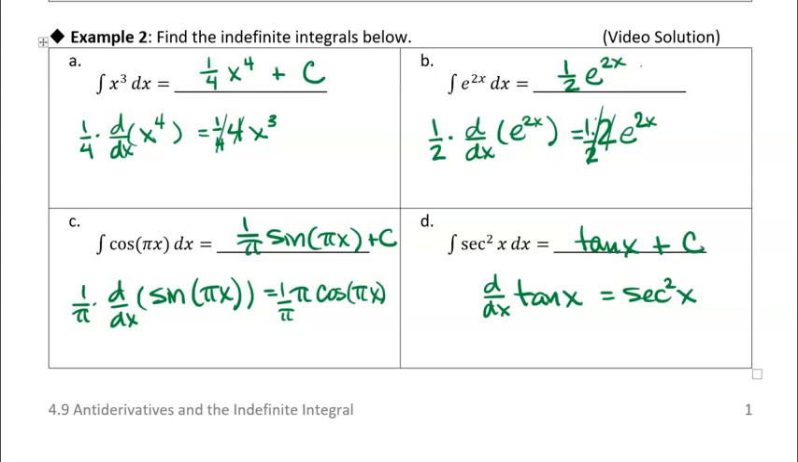Let's see. Did I lose my constant up here? Or did I forget to do it? I'm going to add a constant to it, to get the general solution, to get all of the antiderivatives, the whole family of antiderivatives.